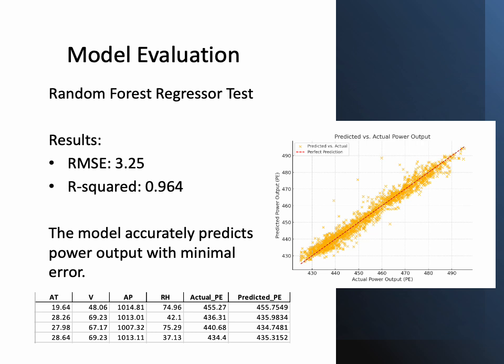As you can see with this small sample table that I have below, a lower RMSE indicates higher accuracy. And in this case, an RMSE of 3.25 means the model's predictions on average deviated only by 3.25 megawatts from the actual power output. So this low error demonstrates the model's precision in predicting power output across varying environmental conditions. Whereas we have the R squared, which was at 0.964, indicating a strong fit because close to 1 means less error.